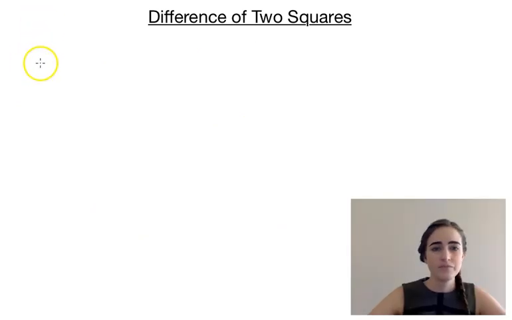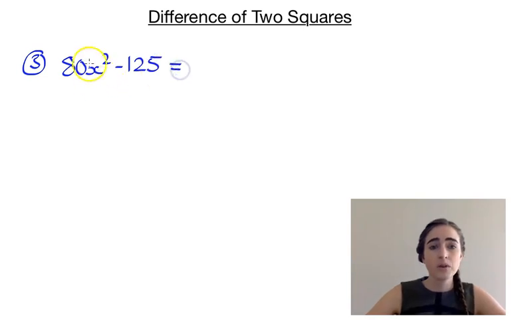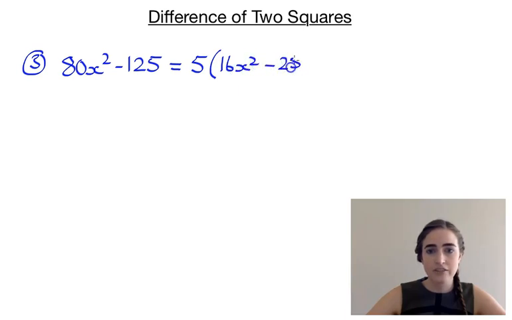One last example is if we had 80x squared minus 125. Now at the moment, 80 and 125 aren't square numbers, but what we can recognise first is that we can pull out a common factor of 5. So if we pull out a common factor of 5 there, we'll end up with 5 times (16x squared minus 25).